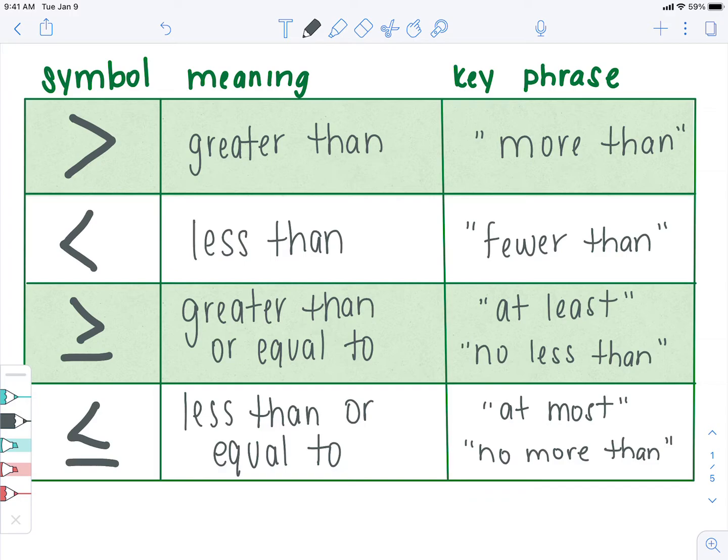So what we're going to do is take the phrases and turn them into mathematical symbols because we'd rather use symbols than words, especially if eventually we're going to solve these bad boys. Words better. All right, you ready?